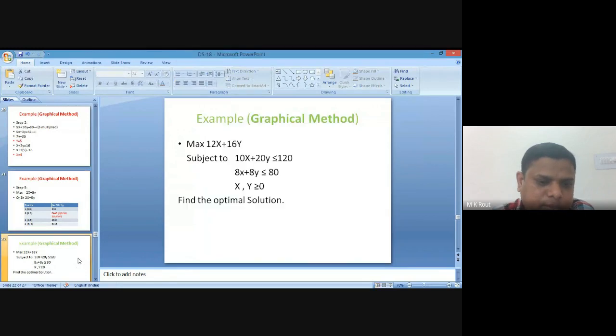Try to solve this one. Here the objective function is given: 12x plus 16y, subject to 10x plus 2y less than or equal to 120, 8x plus 8y less than or equal to 80, and x, y greater than or equal to 0. Find the optimal solution. Just note down.